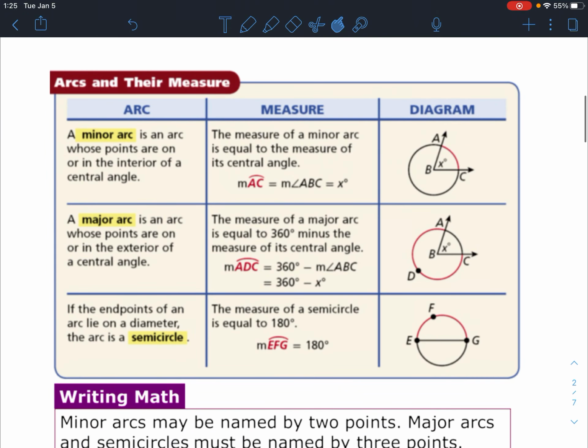How about a semicircle? A semicircle, you would also use 3 letters. Why? Because you need to know which way to go. What does that mean? Let's put another point in this, call it H. If I said EG, you wouldn't know if you want to go this way or this way. Okay, so now if I said EFG, now I know it's this one. Or if I said EHG, I know it's this one. So semicircle, you also need 3 points to use.